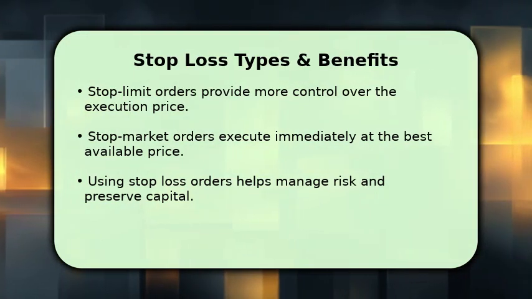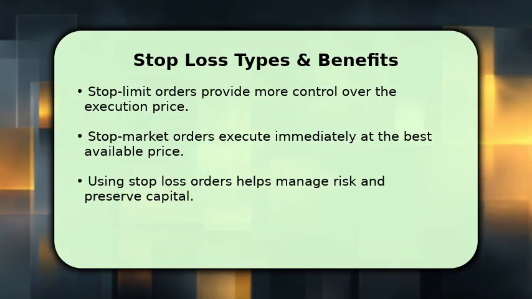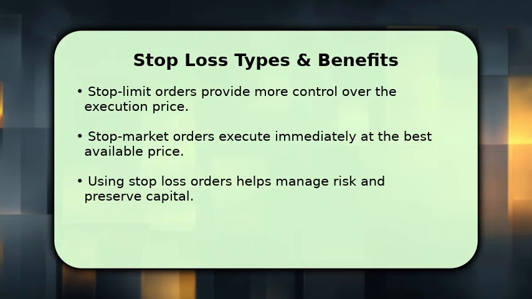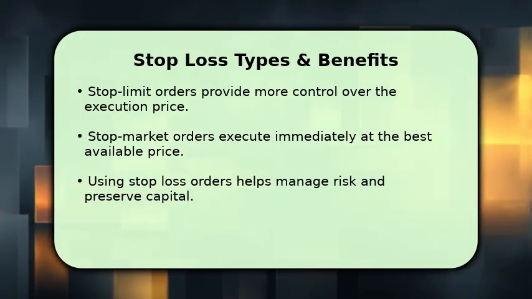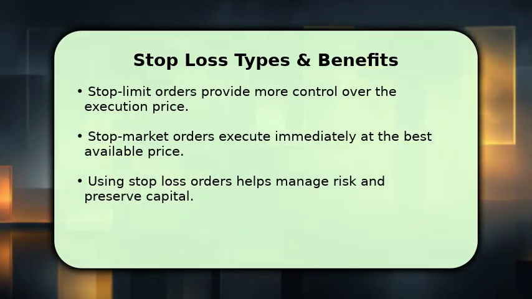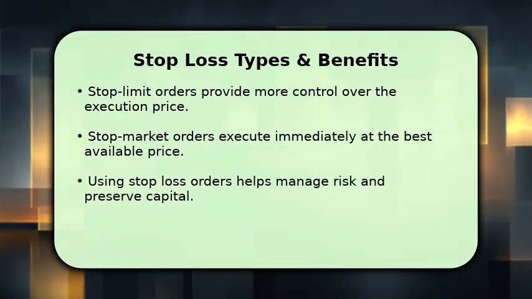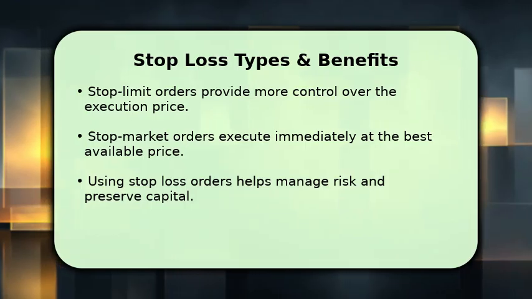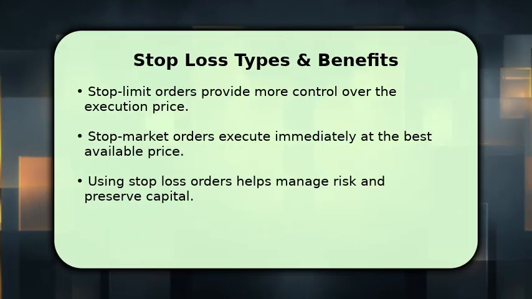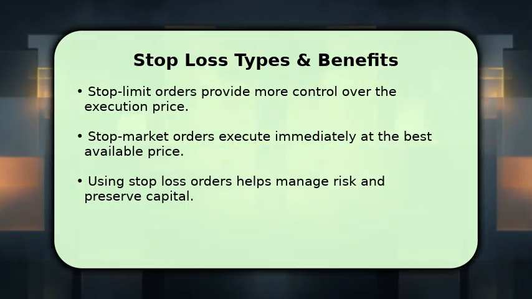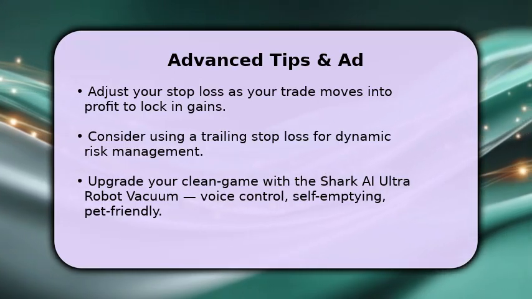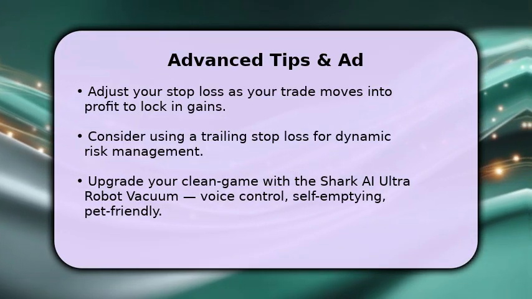KuCoin offers both stop limit and stop market orders. Stop limit gives you control over the execution price, ensuring you don't sell below a certain point. Stop market, however, guarantees execution once triggered, but at the current market price. Both are powerful tools for risk management, helping you avoid substantial losses during volatile market conditions and protecting your investment portfolio.